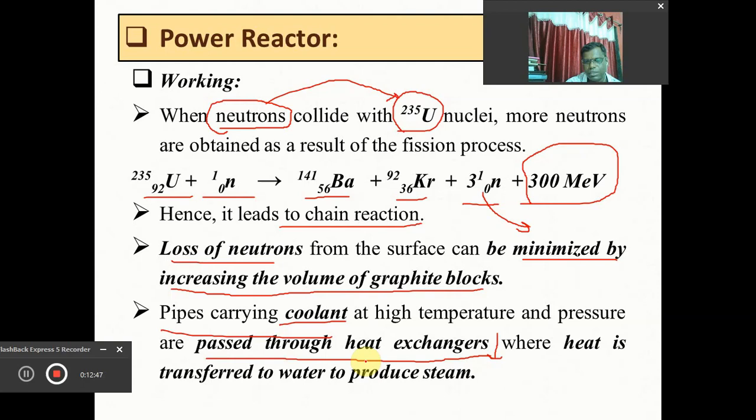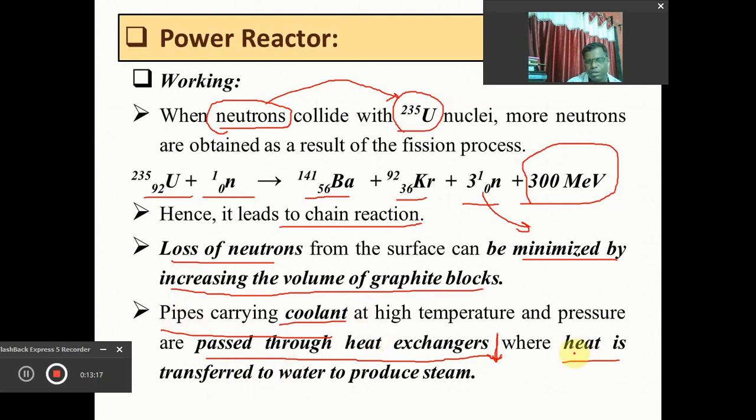The excess heat can be removed with the help of this pipe carrying the coolant, where heat is transferred to water. Once these pipes carrying the coolant, particularly water, at high pressure and temperature, pass through the heat exchanger, there will be an exchange of heat from the heat exchanger to the coolant present in the pipe, and this coolant is water.